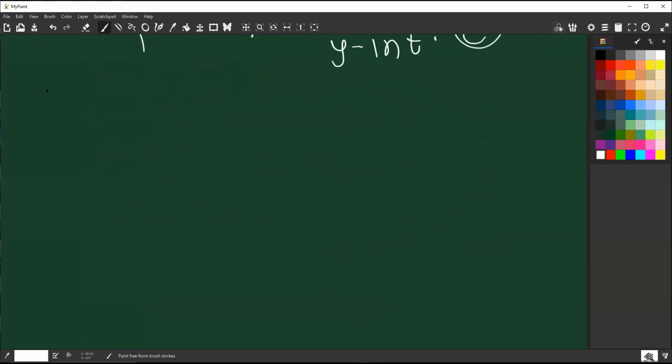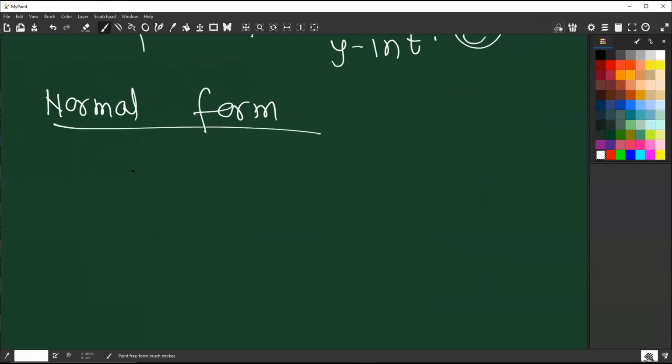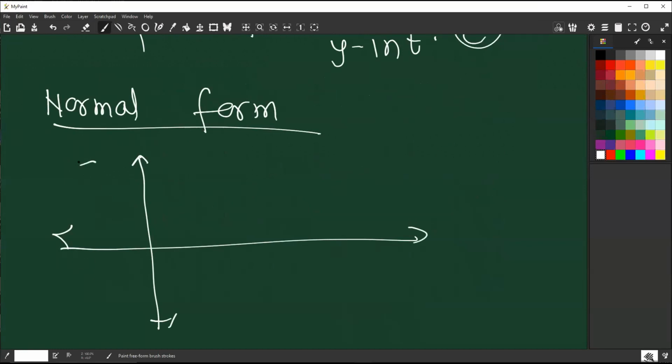Now what is the normal form? The normal form of a line is with respect to the normal. Normal means perpendicular. See, this is a straight line whose equation we are going to find. Now, if I draw the perpendicular from the origin on the line, this is the normal. This normal makes an angle alpha with the positive direction of the x-axis.